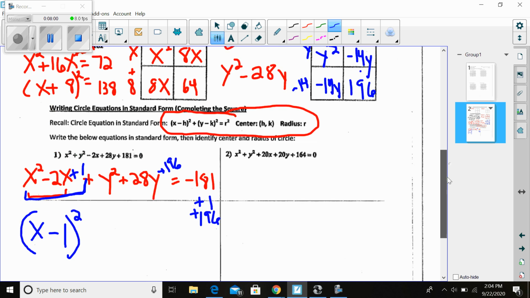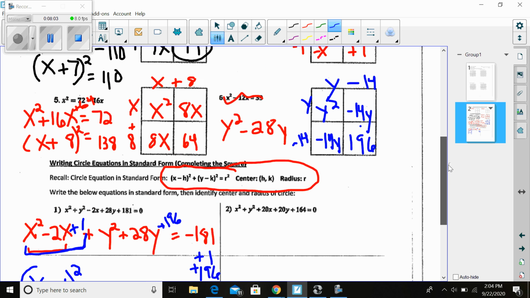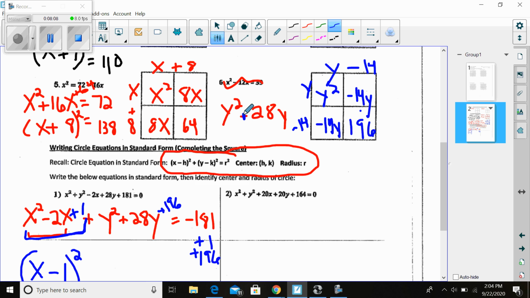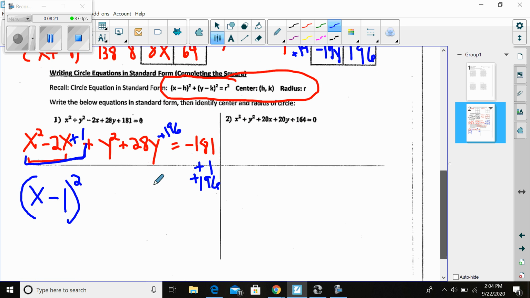Oh, did I copy wrong? I apologize, I did copy wrong. This is a positive, which makes this a positive. So there we go, those should be positives. Sorry about that. Okay, so this would be plus, that would be y plus 14 squared. And when I do the arithmetic over on the right-hand side, I get 16.